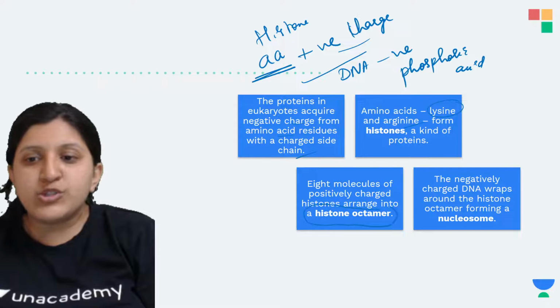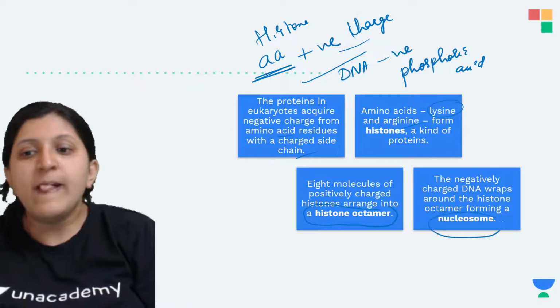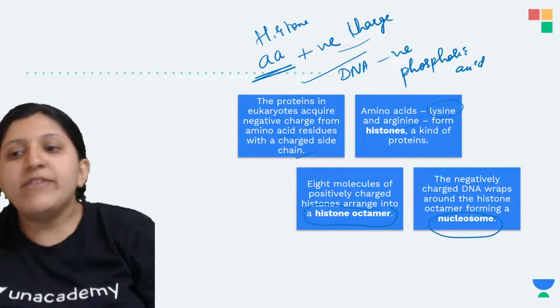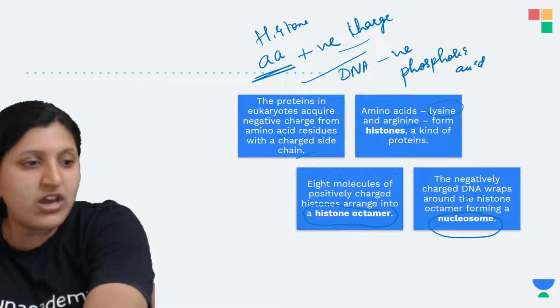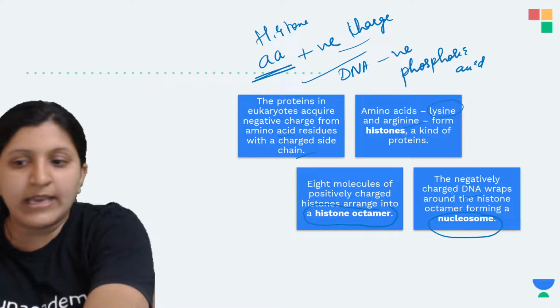Now, lysine and arginine are the two types of amino acid which later on form a histone octamer, and in general we call it the nucleosome model, as the negatively charged DNA is coiled around that.